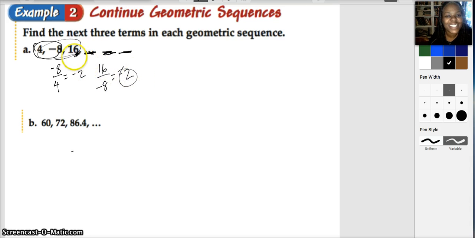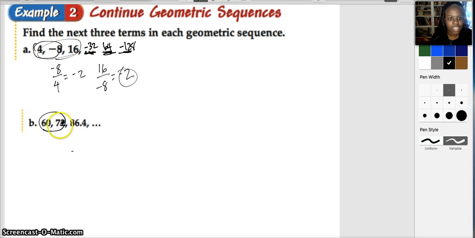Okay, love them. So 16 times -2 is -32. -32 times -2 is going to be +64. 64 times -2 is -128. Did that make sense? And so we got our next 3 terms.